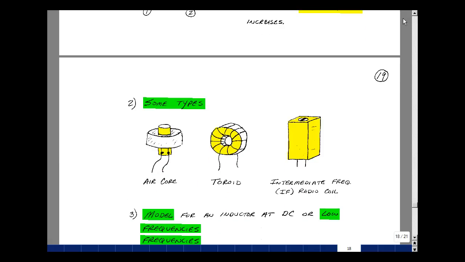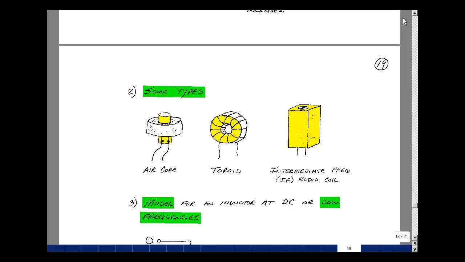On the next page you can see some sketches of different types of inductors. First one's called an air core. Here it's many turns of wire wrapped around a paper tube. This shape is called a toroid. Looks like a donut with, again, the turns wrapped around in here. This too has some very interesting properties. I use these in switch mode power supplies.